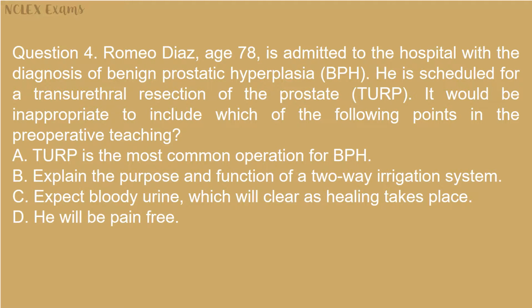Question 4. Romeo Diaz, age 78, is admitted to the hospital with a diagnosis of benign prostatic hyperplasia, BPH. He is scheduled for a transurethral resection of the prostate, TURP. It would be inappropriate to include which of the following points in the pre-operative teaching? A. TURP is the most common operation for BPH. B. Explain the purpose and function of a two-way irrigating system. C. Expect bloody urine which will clear as healing takes place. D. He will be pain-free.